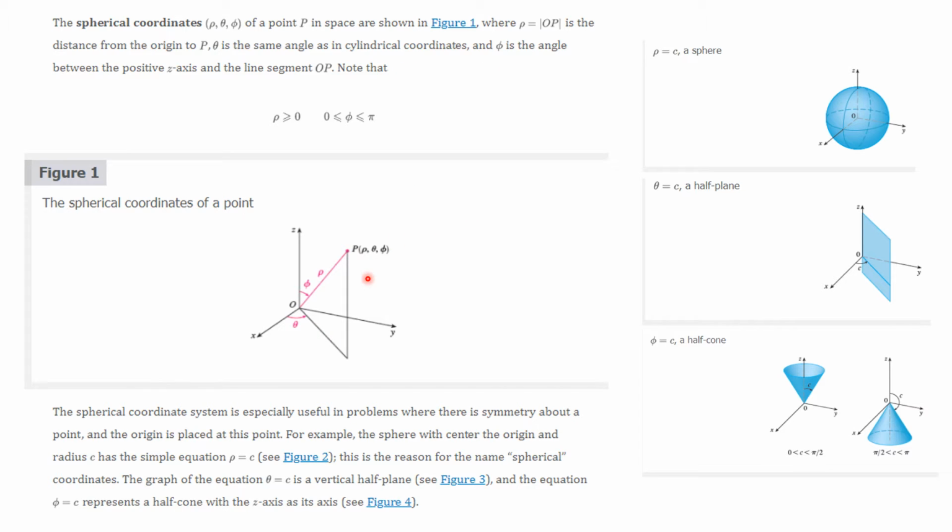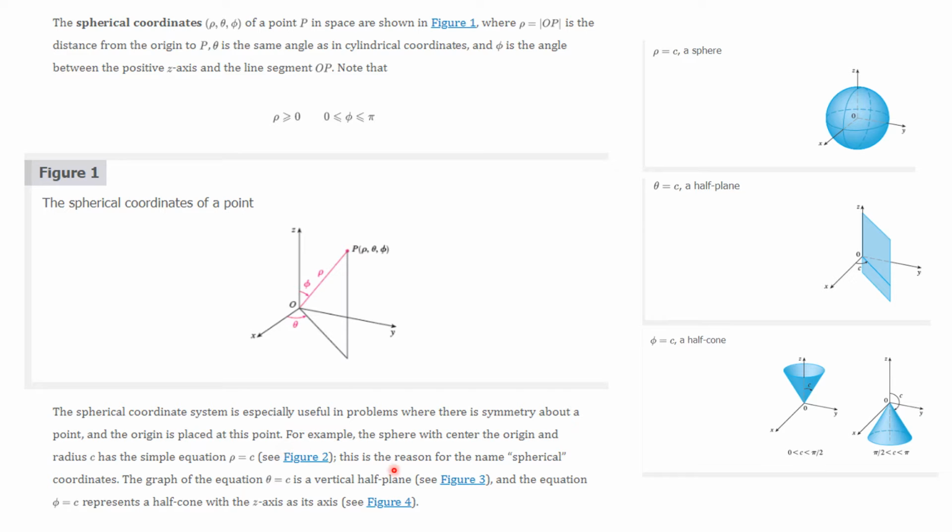And phi is the angle from the positive z-axis to the line segment OP. Note that rho is bigger than or equal to 0, and phi is between 0 and pi inclusive. The spherical coordinate system is especially useful in problems where there is symmetry about a point, and the origin is placed at that point of symmetry.